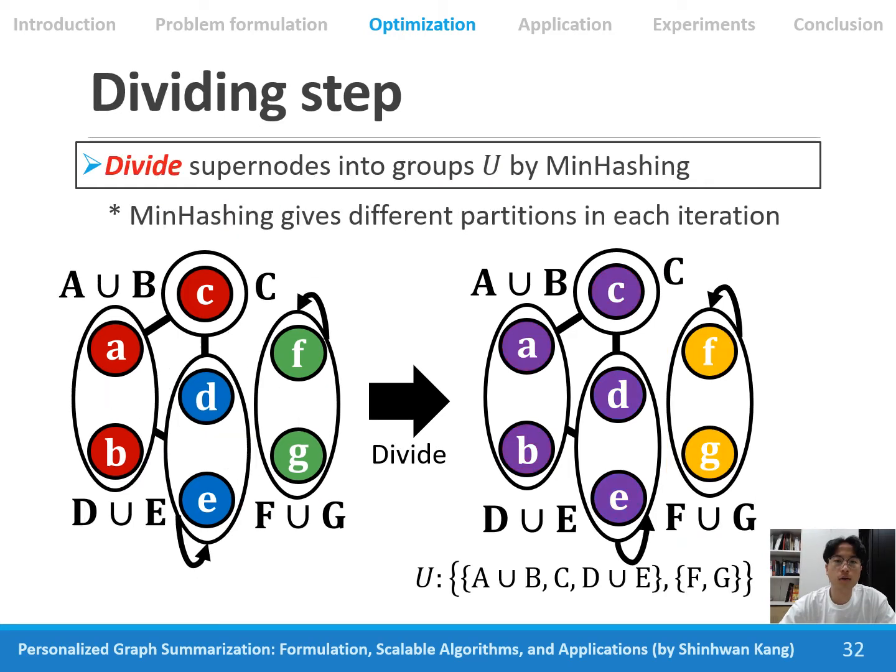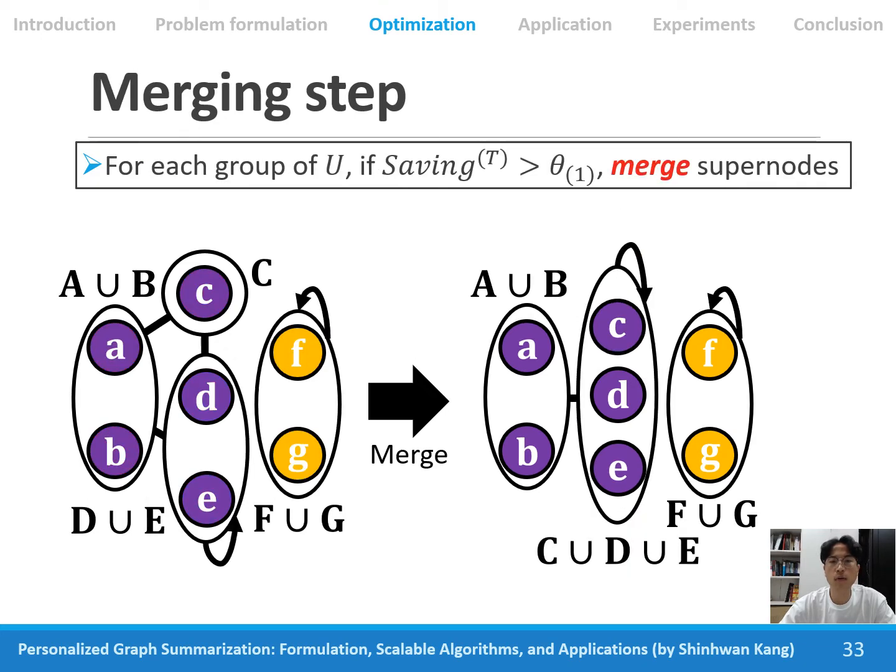As explained in the outline, after the dividing and merging step, if the termination conditions are not met, we will repeat the dividing and merging step. In this dividing step, we divide supernodes into groups one more time. It should be noticed that min-hashing, which is a randomized algorithm, gives different partitions in each iteration. As before, in the merging step, we merge supernodes to reduce the size of the summary graph. In this figure, the supernode D union E is merged with C, and the superedge incident to the union, B, is added.